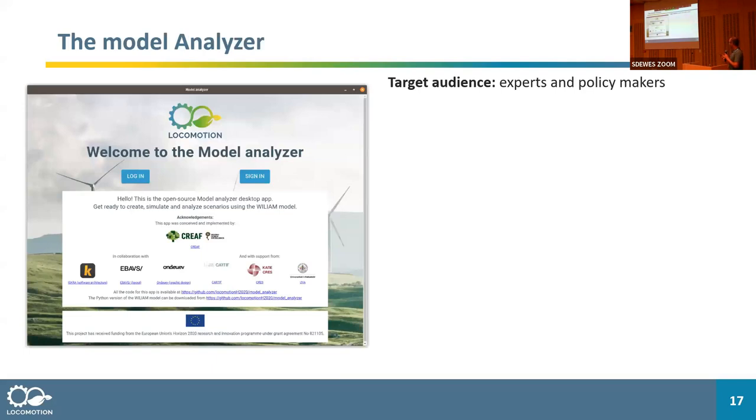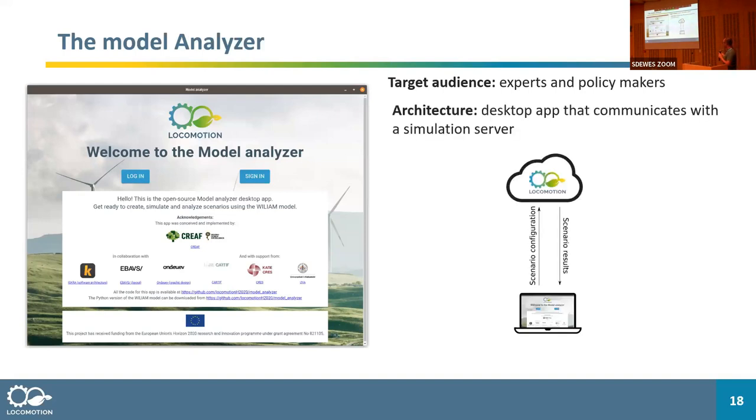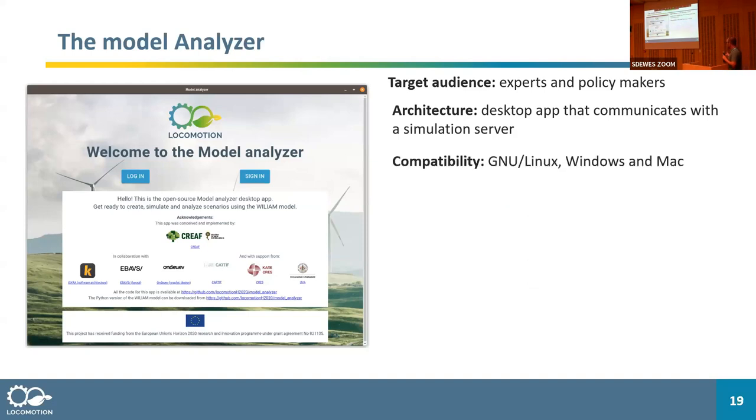Now, starting from the first of the three apps, it's the model analyzer. In this case, the target audience is experts and policymakers, because it's an application that allows a lot of parametrization of the William model. Its architecture is basically a desktop application that you can download, you install it on your computer. And from these applications, you can configure scenarios. And then when you launch a simulation, it goes to a server where the simulation is run. And then after the simulation ends, you can actually download the results and also plot them using the desktop application. And it has high compatibility, so it's available for Linux, Mac, Windows, and so on.